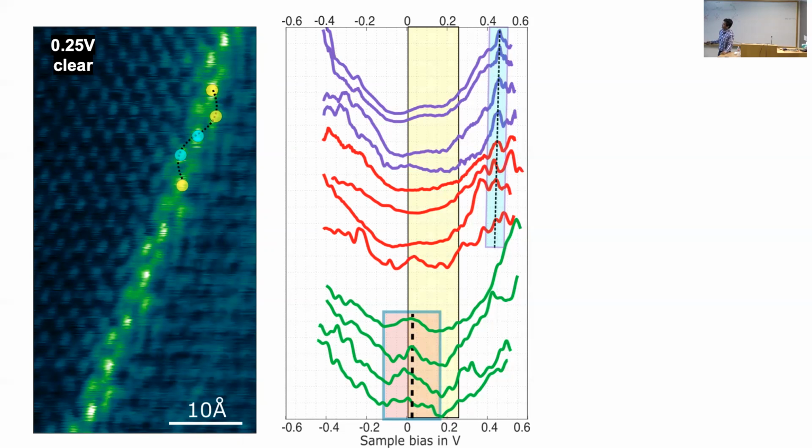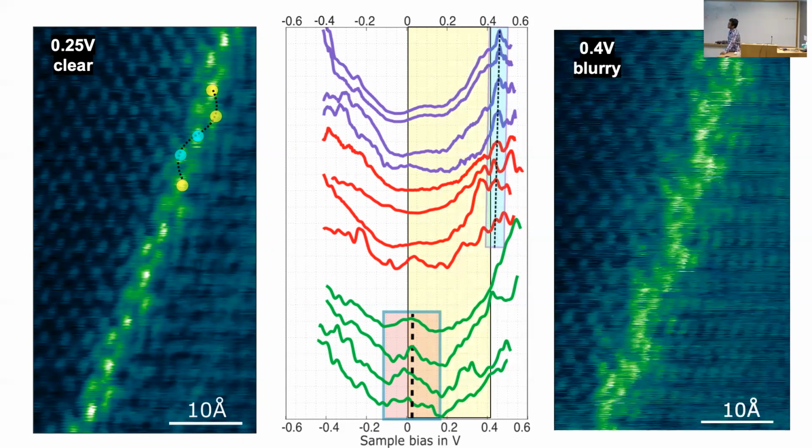Now, when you increase the sample bias to a higher number, let's say 0.4 volts, the image becomes blurry. And this is very repeatable. I'm going to tell you the same thing, that at 0.4 volts, all the states from 0 to 0.4 volts are going to participate in the tunneling process. Now, at 0.4 volts, there's a flat band. It begins to include this flat band into the tunneling process. What a flat band means is there's a higher density of electrons. And these higher density of electrons are localized on the grain boundary. So whenever you're imaging, including this flat band, it charges up the grain boundary.